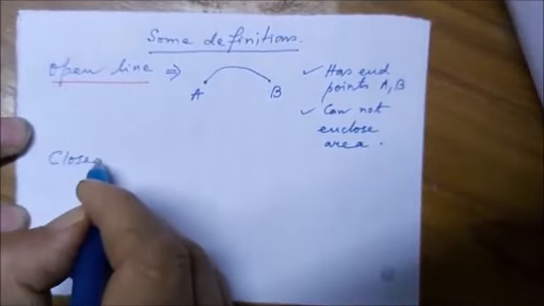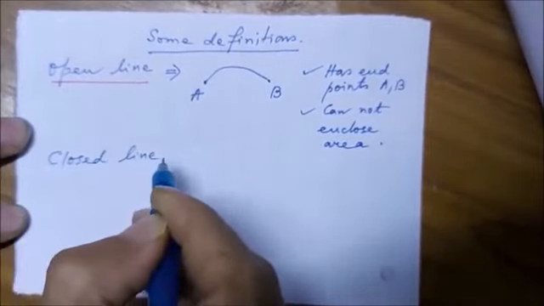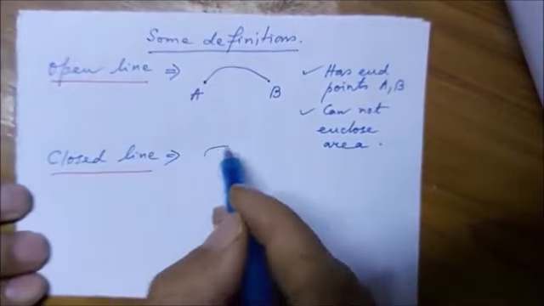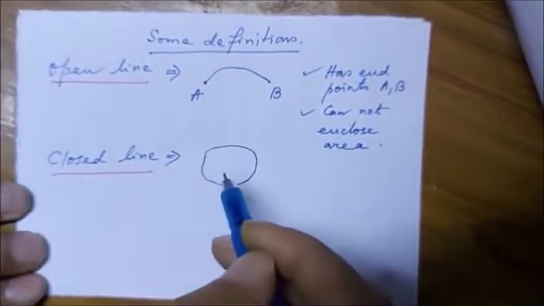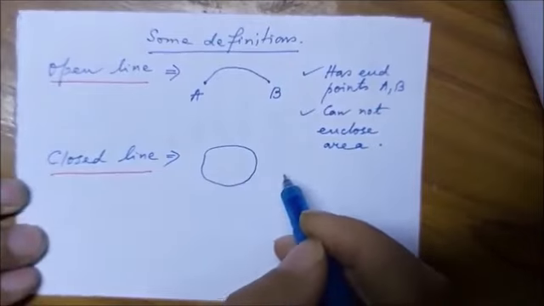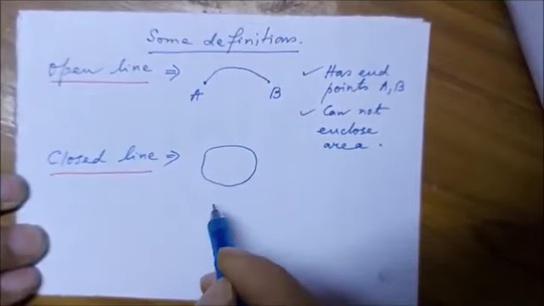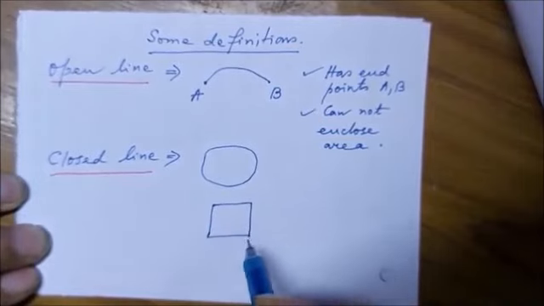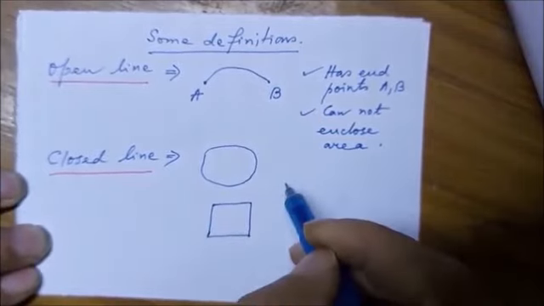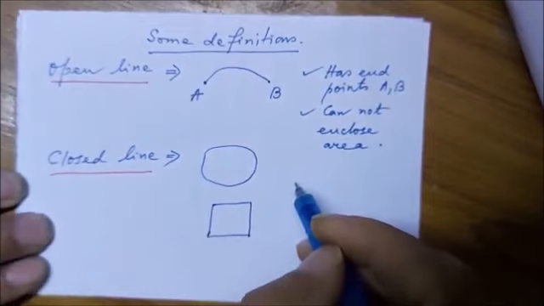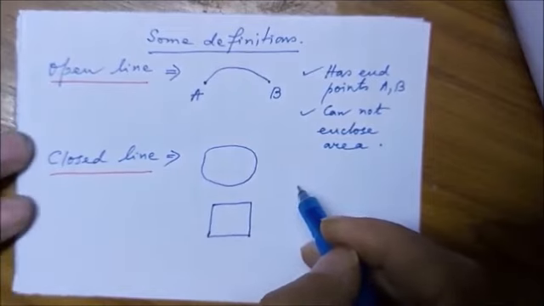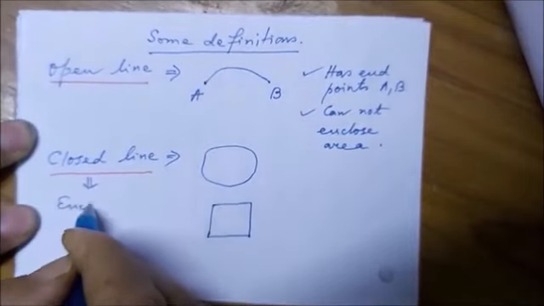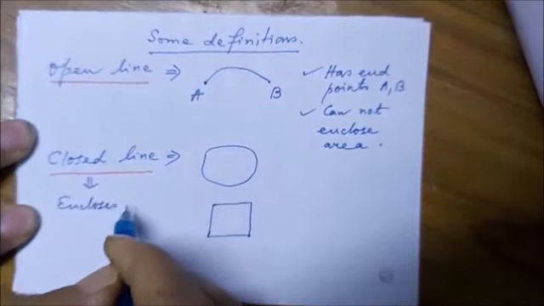Next, what is the definition of a closed line? So this is a closed line. This is a closed line, and the definition is therefore that a closed line encloses an area.